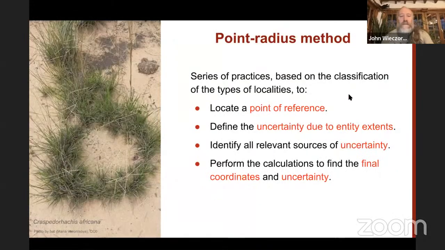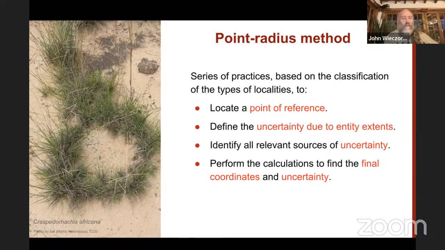So to cap off what it is, we talked about it as being a method. Now, more specifically, this is what we're going to try to do when we execute the point radius method. It's a series of practices based on the classification of types of localities. And we gave an entire presentation on locality types. That was to introduce you to what you need to know when you begin this method and enter into this process. So the first thing you do is to locate a point of reference. That is where you're going to start.